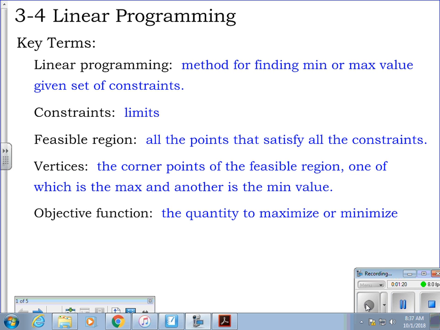Vertices are the corners, points of the feasible region, one of which is the max, the other one is the minimum. Each vertex, going back to your geometry days, each vertex of the region will have an xy coordinate. That xy coordinate is the only place where we will find our maximum value or our minimum value. And what are we trying to maximize or minimize? That is a particular function, an objective function. And you'll see as we go along, this kind of makes a little more sense as we're doing stuff. Okay, any questions so far?